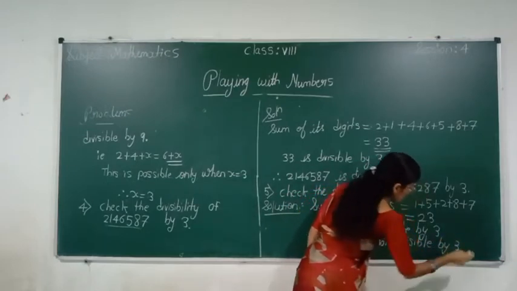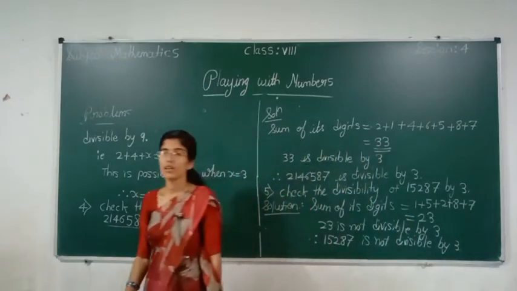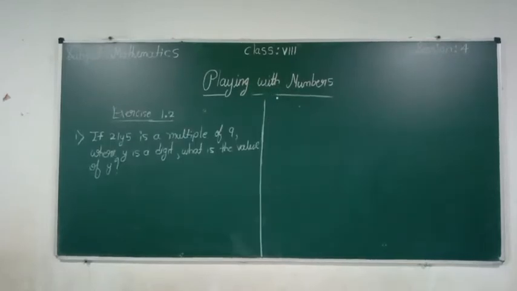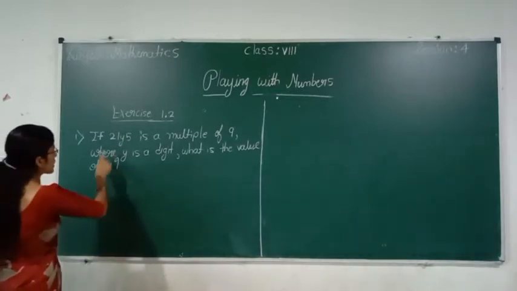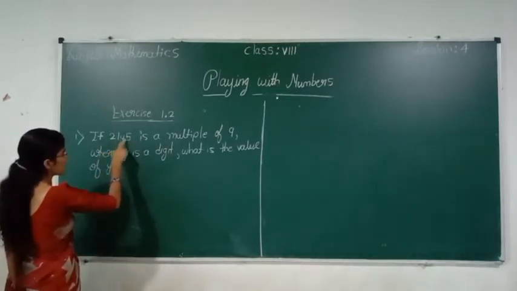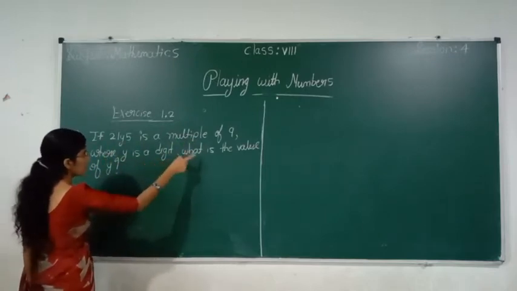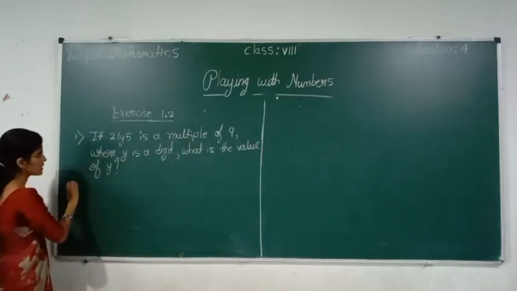Okay, now we are going to solve the exercise. Now see student, first question of exercise 1.2. If 21y5 is a multiple of 9 where y is a digit, what is the value of y? See a solution.